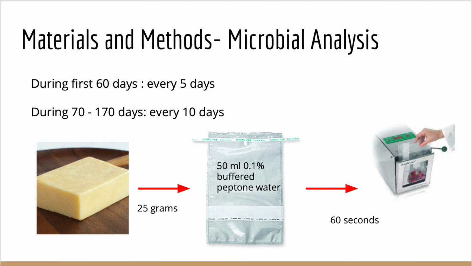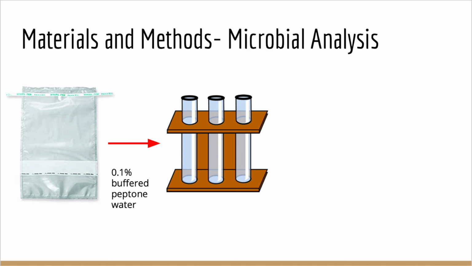Then 25-gram samples were cut off of the cheese blocks aseptically and put into filter bags with 50 milliliters of 0.1% buffered peptone water. Then, very similar to what we did in lab in class, they were homogenized using a mixer for 60 seconds. Serial dilutions were then made from the bags with 0.1% buffered peptone water.